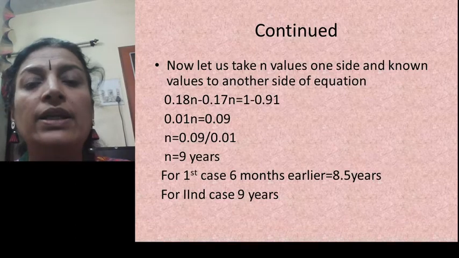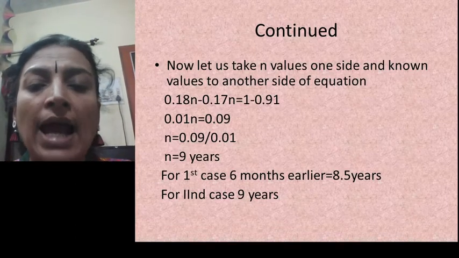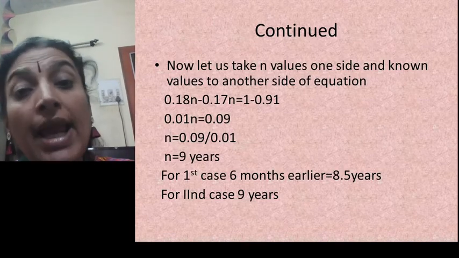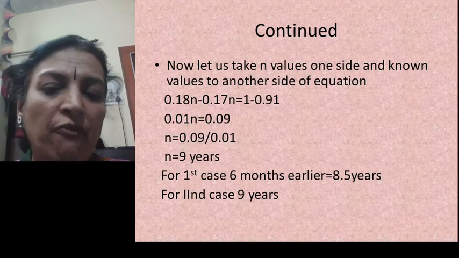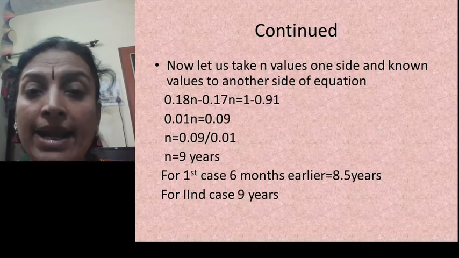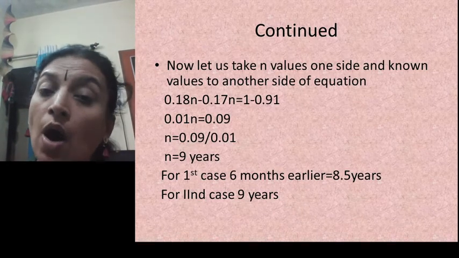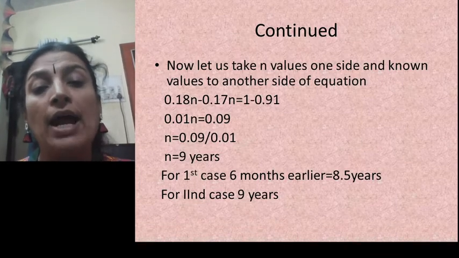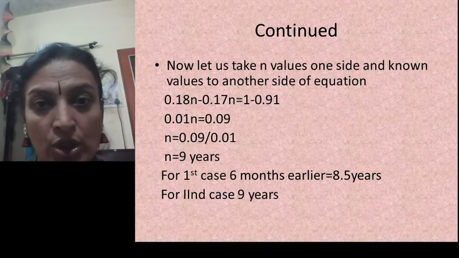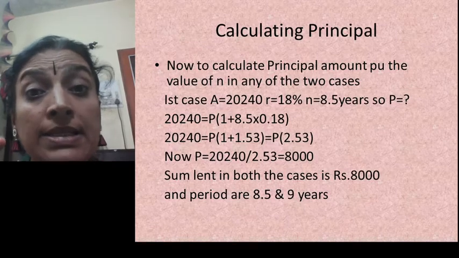For the first case, it is n minus 0.5, that means 9 minus 0.5. So in the first case, it becomes 8.5. So, 8.5 years in the first case and 9 years in the second case. This is the time period. Now, the calculated time period has to be put in any of the equations for calculating the P. Now, we have to calculate the principal.